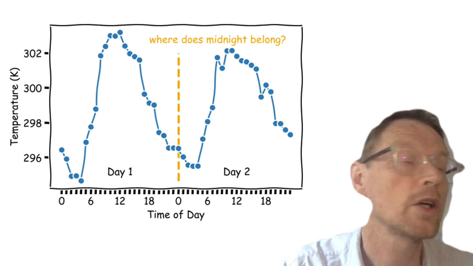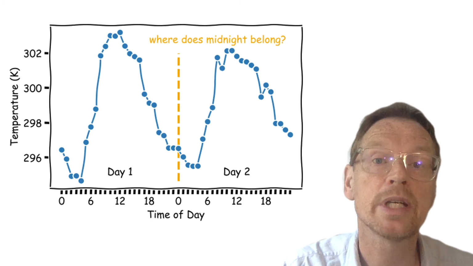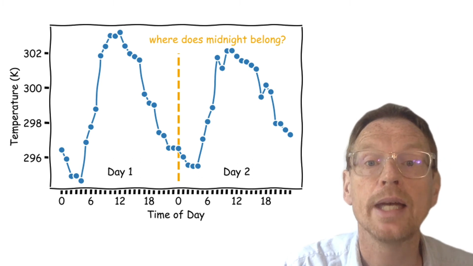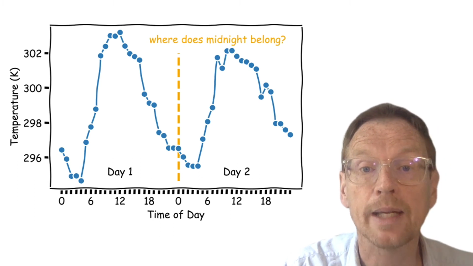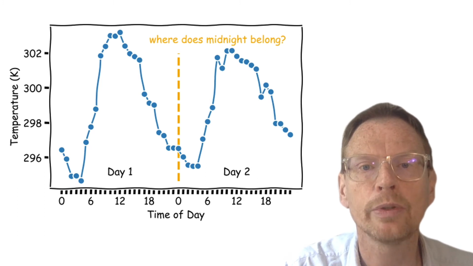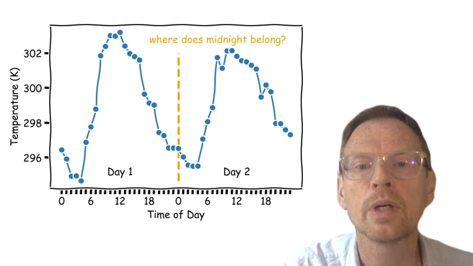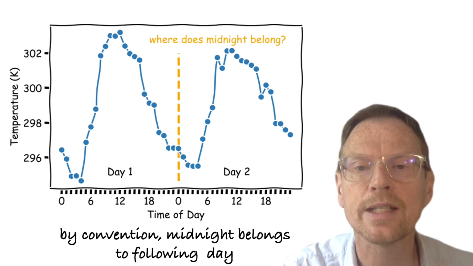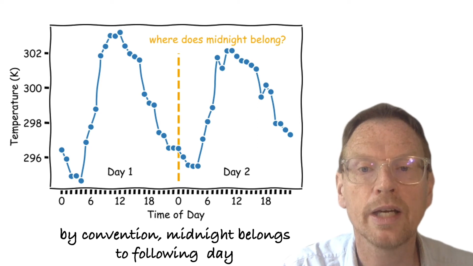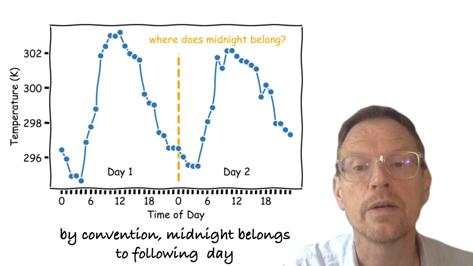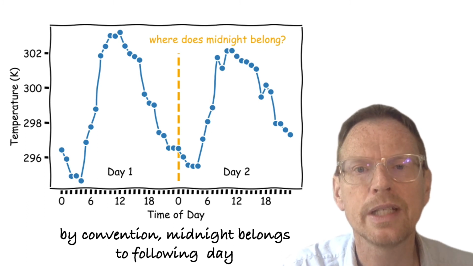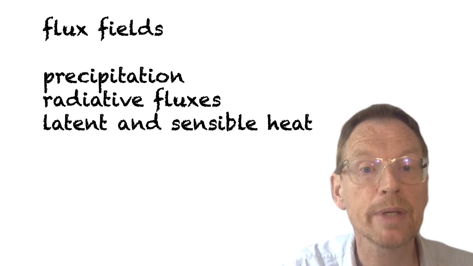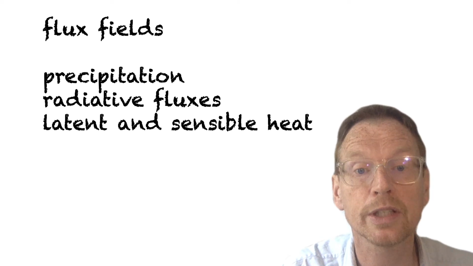Now, by convention, usually midnight values are allocated to the following day, and that's the convention that's also adopted by CDO. So if we take a daily average, it will average the 24 hourly points that go from midnight until 2300 of that particular day. So the midnight value is included in the average for the following day. Now that becomes important when we consider flux fields.